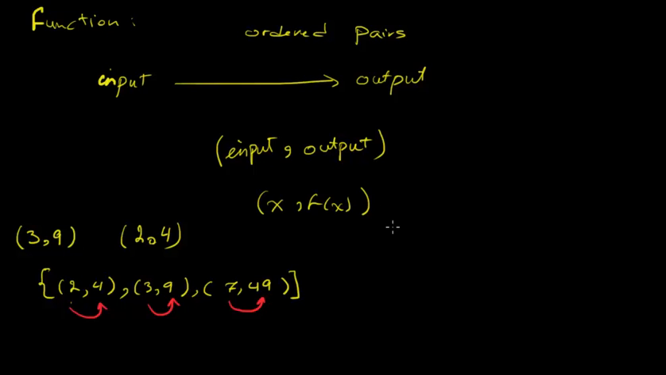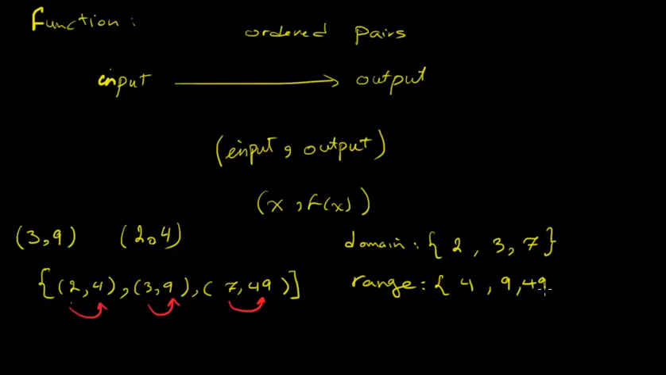So if you want to write a domain for this, we write domain as 2, 3, and 7. These are our independent variables or our arguments. They are inputs. And then we have range, which are 4, 9, and 49. These are our dependent variables or outputs.